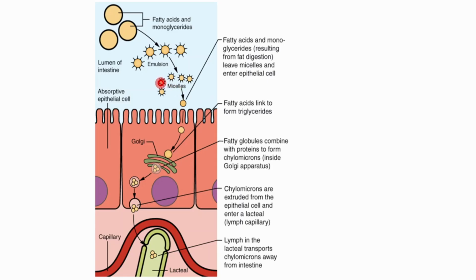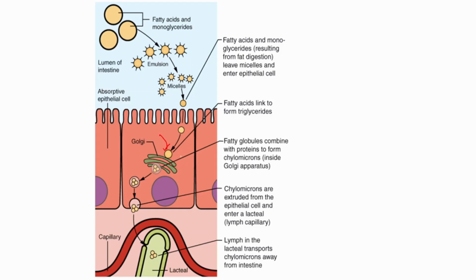You see that the micelles are entering inside the intestinal wall, and these are the intestinal cells having microvilli, which are finger-like projections. Inside these cells, the pieces, that is the micelles, are put back together into fats called triglycerides, and they are combined with proteins to form larger fat globules called chylomicrons. This is the chylomicron.